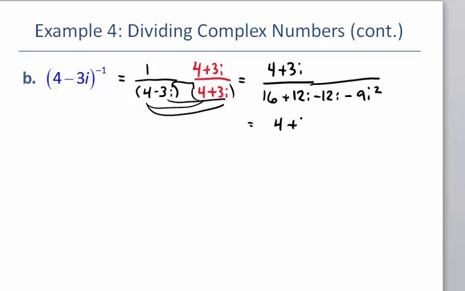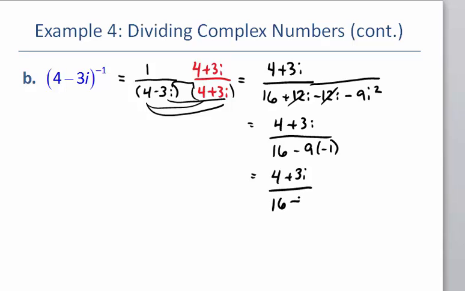So we have 4 plus 3i in the numerator. The middle terms are going to cancel out on the denominator, so it's going to be left with 16 minus 9i squared. And in place of that i squared, we're going to put a negative 1. So we have 4 plus 3i over 16 plus 9. So we have 4 plus 3i over 25. And again, we can leave it like that. Or we can break it up into two fractions, 4 over 25 plus 3 over 25 times i. And either way is acceptable.